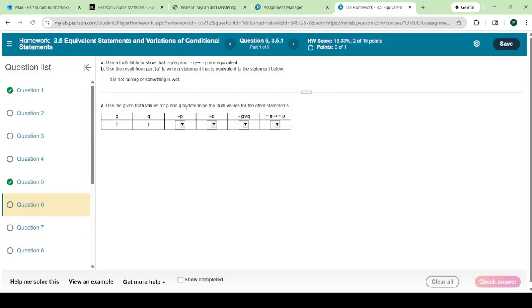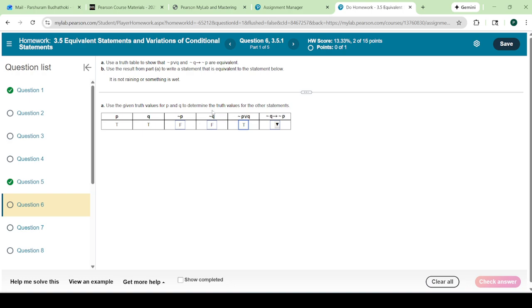Okay, let's fill out this truth table. Use a truth table to show that negation of P or Q and negation of Q implies negation of P are equivalent. We would like to show that these two are equivalent by showing their truth tables. Keep in mind, two compound statements are equivalent if their truth values are the same. So if P is true and Q is true, then the negations are false and false. Then negation of P or Q is true, because one of them is true.